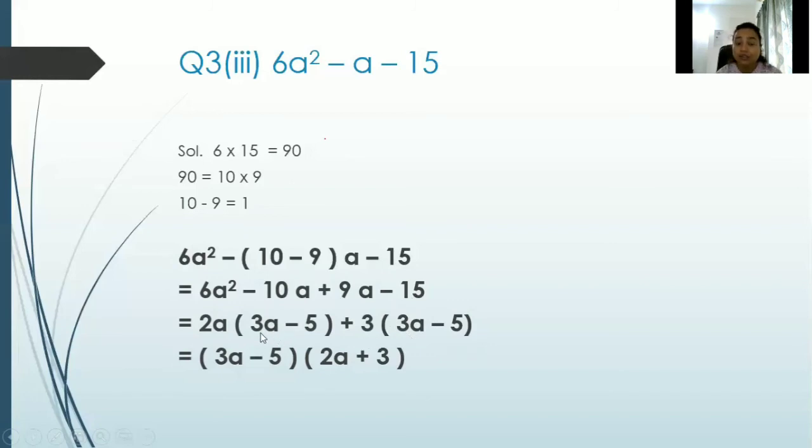Now look at here, 3a minus 5, 3a minus 5 is common. So take 3a minus 5 out. What is left then? 2a plus 3. Isn't it easy? Try your middle term splitting method today itself. Okay?